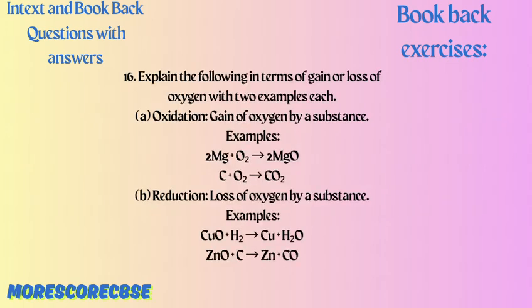Next, explain the following in terms of gain or loss of oxygen with 2 examples each. Oxidation is the gain of oxygen by a substance. For example, Mg plus O2 forming MgO, that is magnesium oxide, and carbon plus oxygen forming carbon dioxide. And reduction is the loss of oxygen by a substance: copper oxide plus hydrogen forming copper and water. Here the copper oxide is reduced to copper, and hydrogen is oxidized to form water. Similarly, zinc oxide is reduced to zinc and carbon is oxidized to form carbon monoxide.